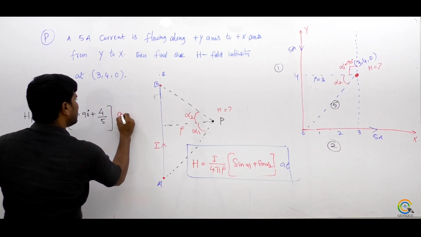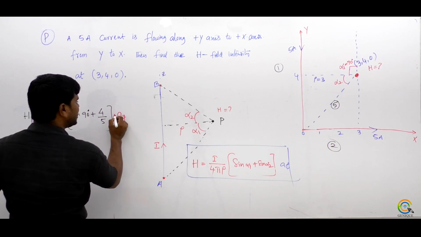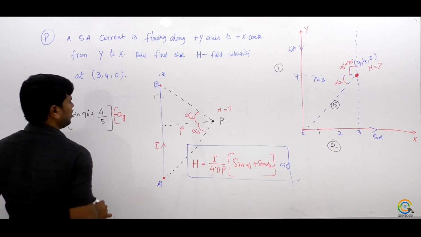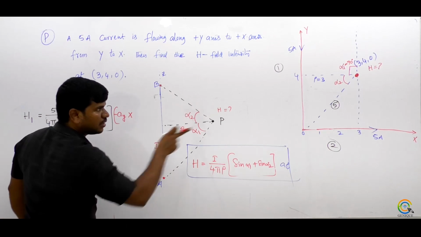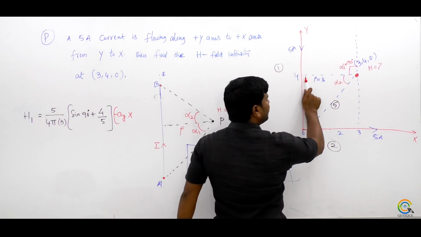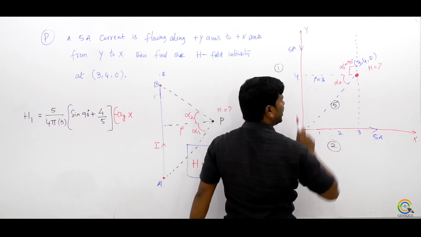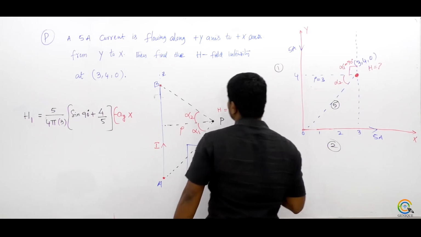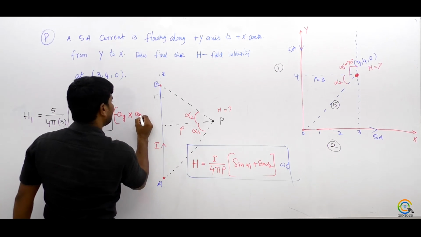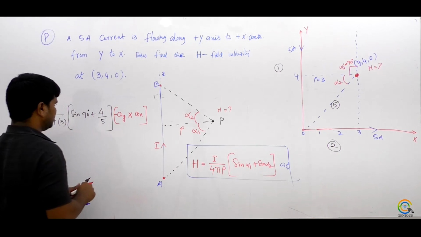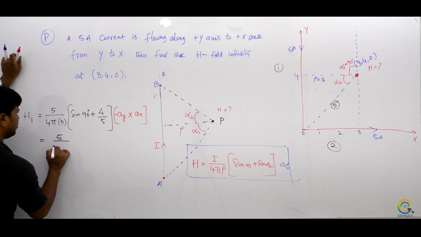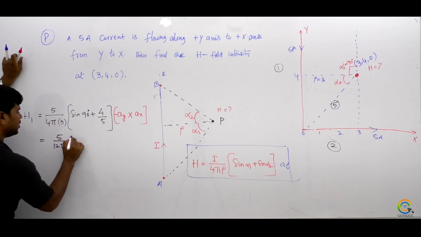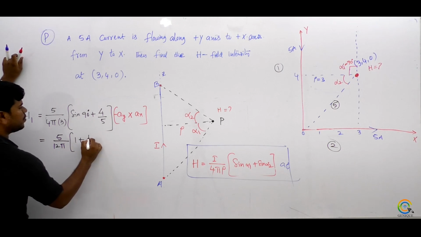Right? So, the current direction is negative AY, cross the radial direction from the current to the point. This direction, so this is plus AX direction. So from this, what can I write? 5 divided by 12 pi, into 1 plus 4 by 5.